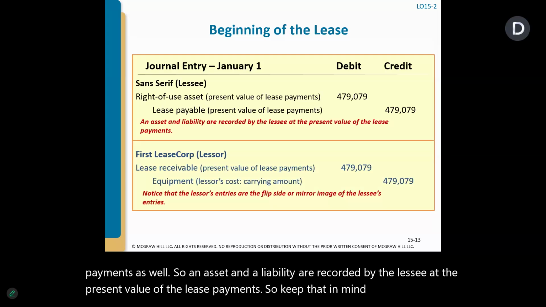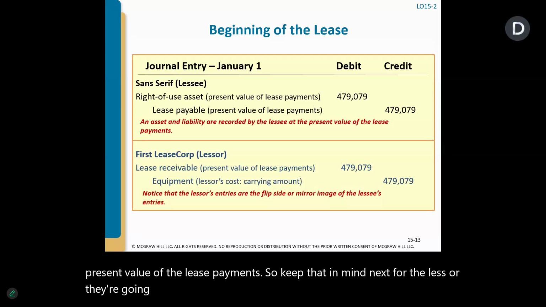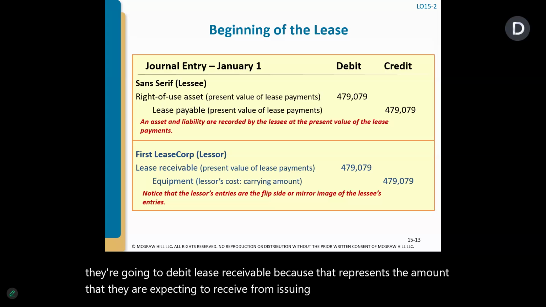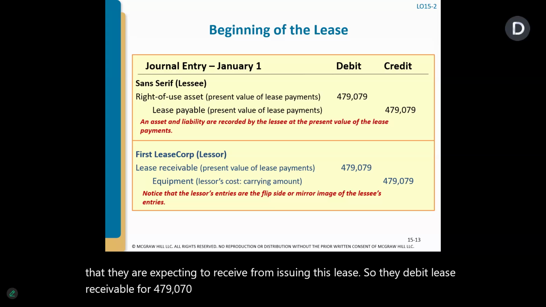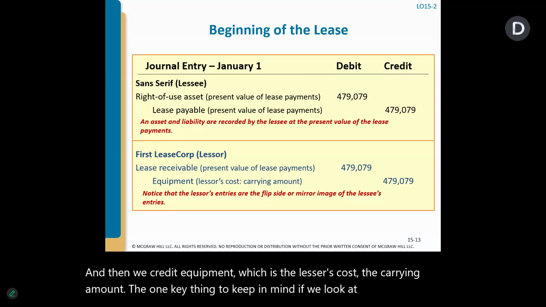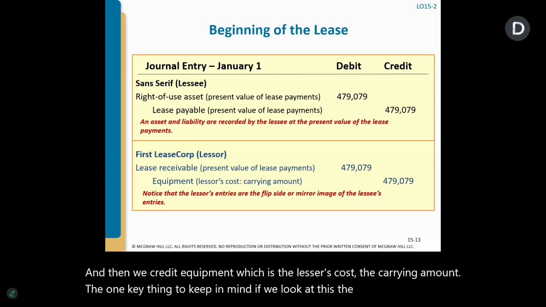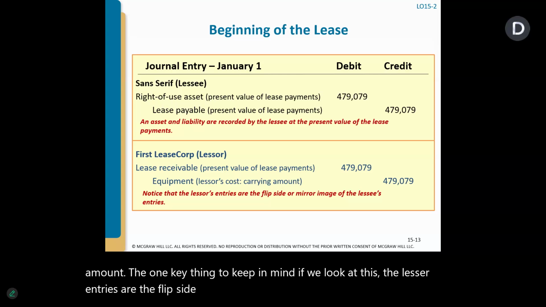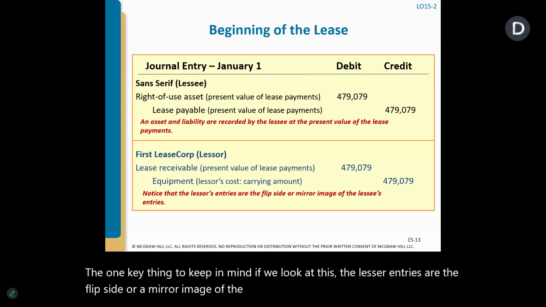Next, for the lessor, they are going to debit lease receivable because that represents the amount that they are expected to receive from issuing this lease. So they debit lease receivable for $479,079. And then we credit equipment, which is the lessor's cost, the carrying amount. So one key thing to keep in mind, if we look at this, the lessor's entries are the flip side or a mirror image of the lessee's entries.